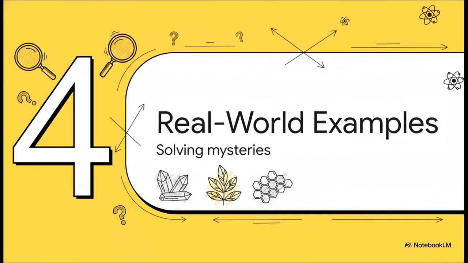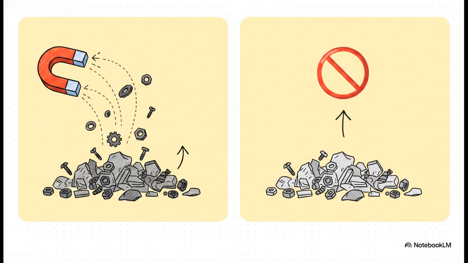Okay, section 4, real-world classification examples. Let's solve some mysteries. We're not just going to talk theory today. Let's actually look at some case studies together. Example 1, sorting metals. Imagine you have this massive, chaotic pile of steel and aluminum. How do you separate them without picking through it piece by piece?